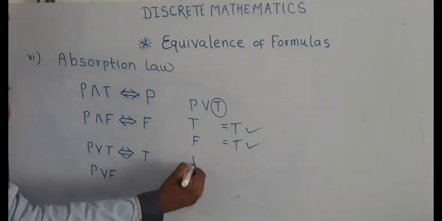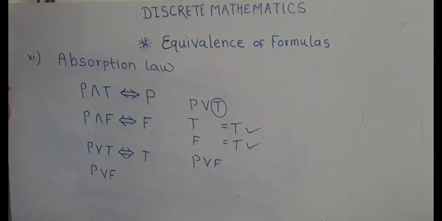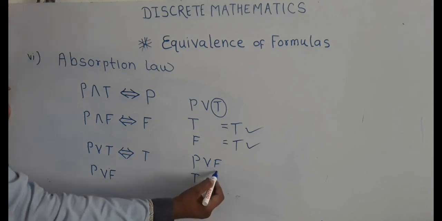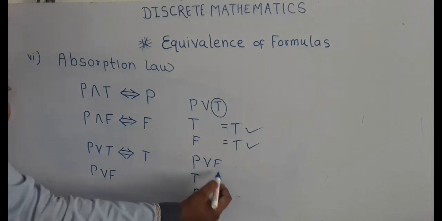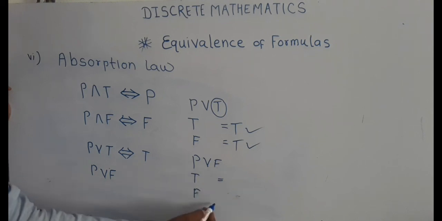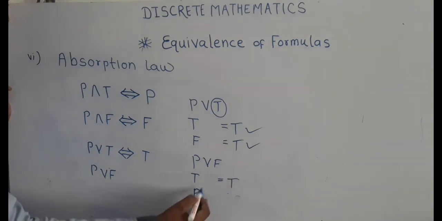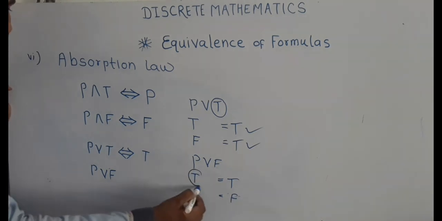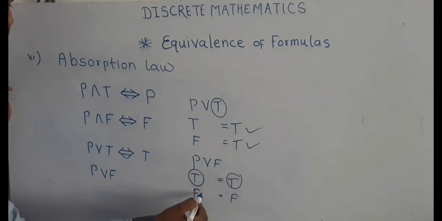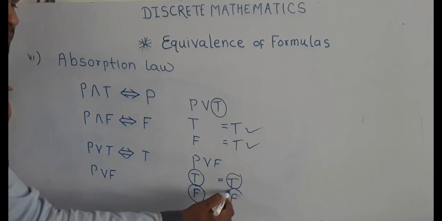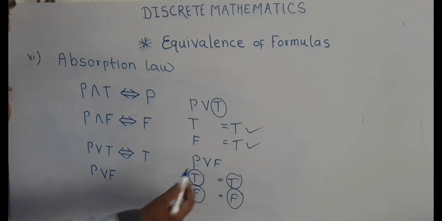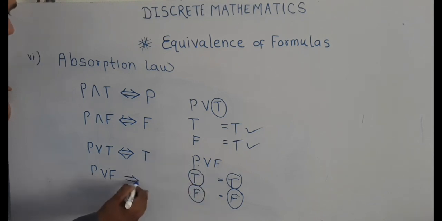The next, P or F. Now again P may be true or P may be false. And the second is a fixed value, that is F. Now T or F will be T, and F or F will be F. Means now if P is T, the output is T. If P is false, that is F, the output is F. Means it depends on P. That's why P or F we have written as logically equivalent to P.